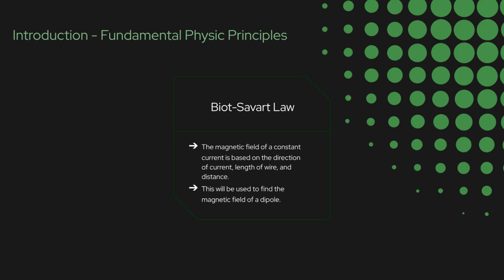Our fundamental physics principle is Biot-Savart's law, which says that the magnetic field of a constant current is based on the direction of current, length of a wire, and distance to some observation location. And this will be used to find the magnetic field of a dipole via a ball magnet.